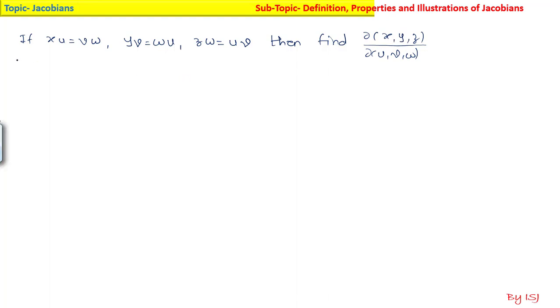So here you can see that xu is vw, yv is wu, and zw is uv. From these equations we can have that x is equal to vw upon u, y is equal to wu upon v, and z is equal to uv upon w.